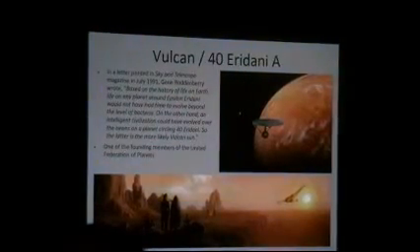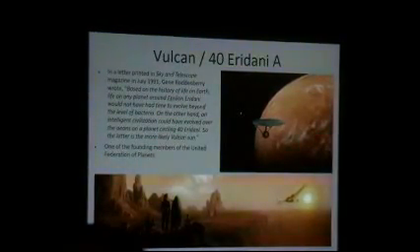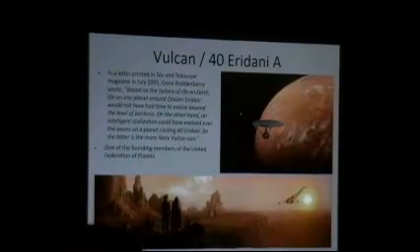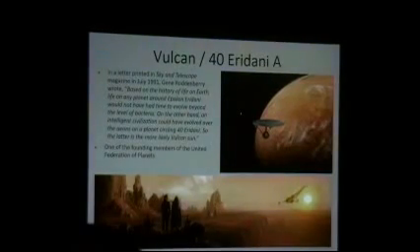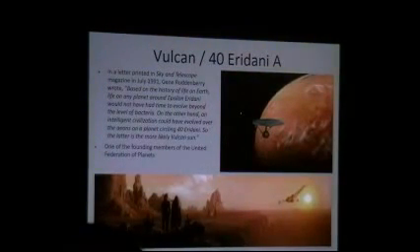Vulcan. I was always curious to find out where in the sky Vulcan is. Well, according to Gene Roddenberry, the creator of Star Trek, it's in orbit around 40 Eridani A. There was some talk it might be around Epsilon Eridani, but for a reason I'll get to soon, it's not there. It's around 40 Eridani A. That's the best star system for it.